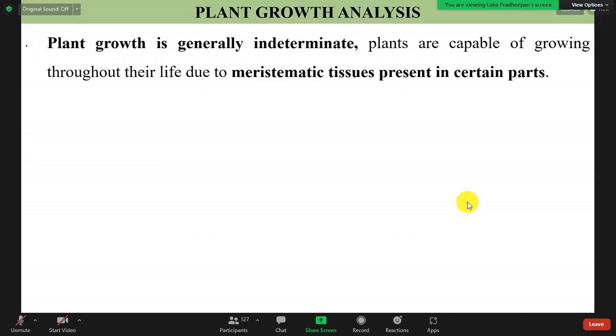In plants, growth is generally indeterminate. Plants are capable of growing throughout their life due to the meristematic tissues present in certain parts of the plant, which can undergo cell division and cell enlargement. This happens throughout their life, from planting to after harvesting.